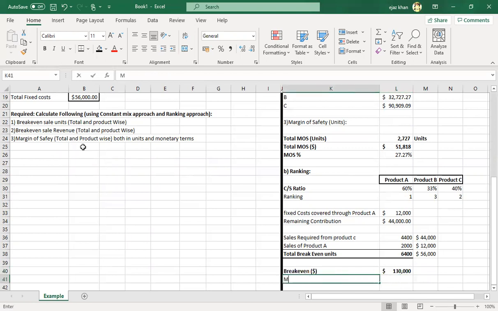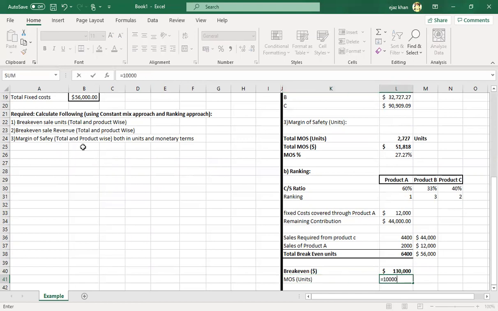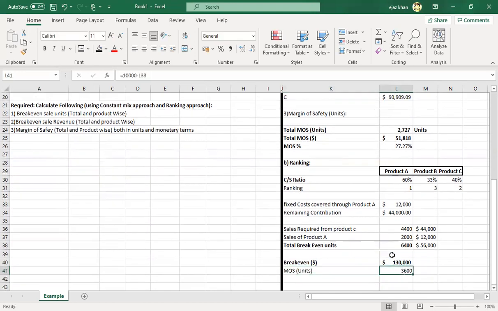Now, if we need to find out margin of safety in units, we had a total budgeted sales of 10,000, and the break-even sales units are 6,400. So the margin of safety will be 3,600 units. And margin of safety in revenue terms will be 190,000, the budgeted sales figure, minus the break-even sales figure, $60,000. So this is in case we are producing products on a ranking basis.